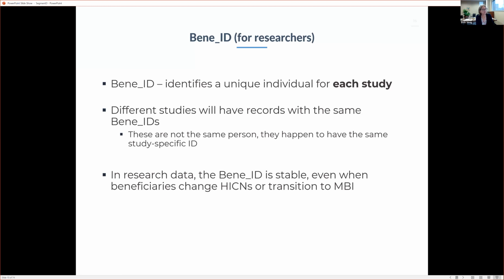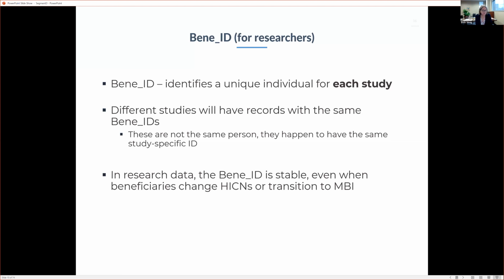Now, what can happen is different studies can have records with the same Benny ID, the same random number, but if we were to put them together, we would not be linking the same person across my data and her data. We would, in fact, be combining different people. So they are not the same person, they just have the same random number. So that's an important thing.